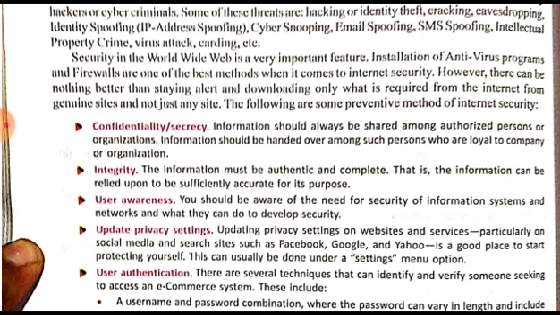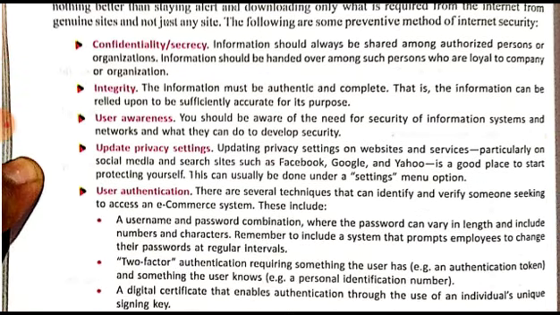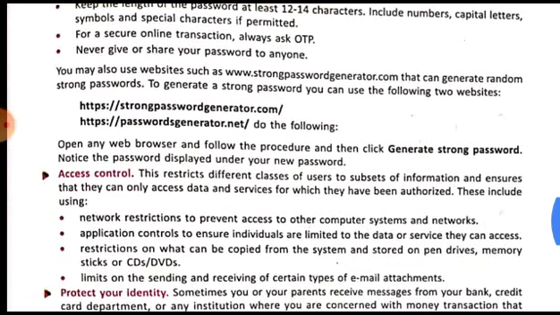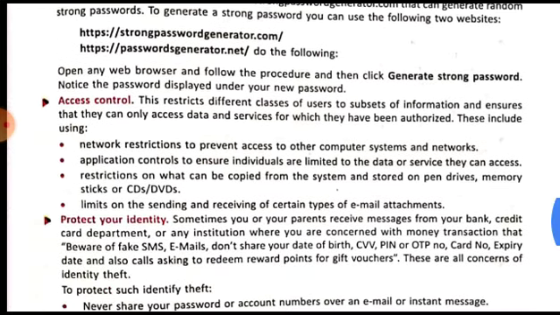These various preventive methods we have already discussed, like confidentiality and secrecy, integrity, user awareness, updating privacy settings, user authentication, and using secure passwords. Now in this video we are going to start with a new preventive method, access control. How can we use access control as a preventive method for ensuring internet security? This we will see in this video, and some other topics also.